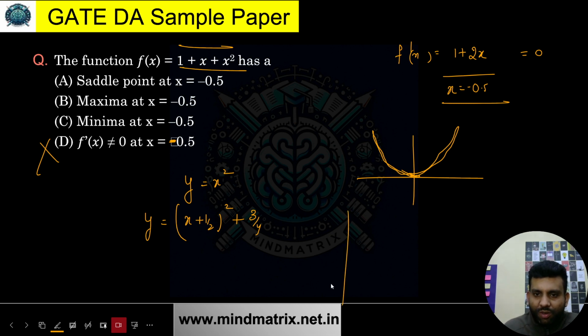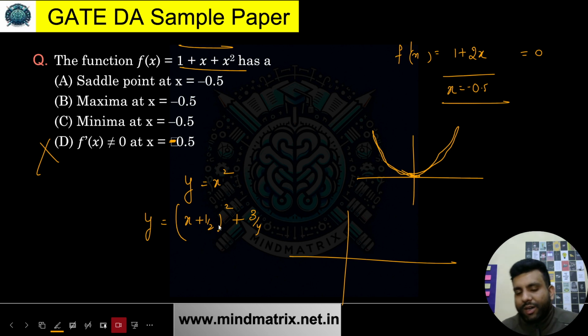So this was y equals x square. Within this, there is x plus 1 by 2. The turning point over here was x equals 0. Over here, the turning point would be x equals minus 1 by 2. So I know the minima point would be x equals minus 1 by 2.